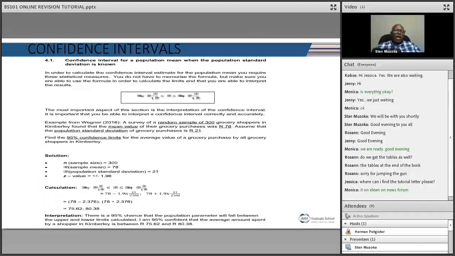N, sample size, 300. X bar, sample mean, 78. That's the average from this survey that we did. Population standard deviation, sigma, 21. The z value would be given to you as a critical value.